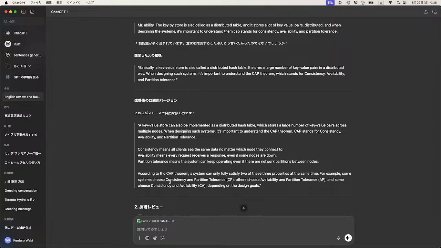According to the CAP theorem, a system can only fully satisfy two of these three properties at the same time. For example, some systems choose consistency and partition tolerance, others choose availability and partition tolerance, and some choose consistency and availability, depending on design goals.